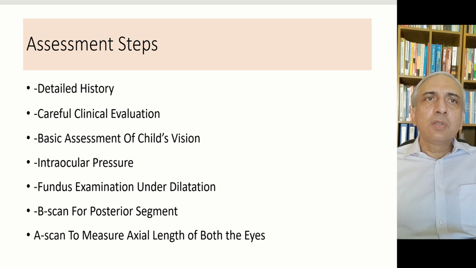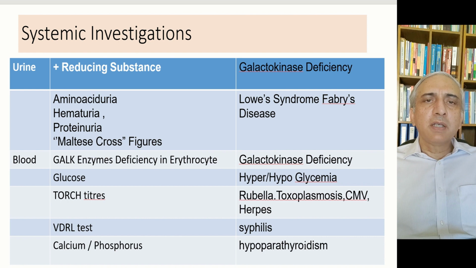Then we go on to systemic investigations. Systemic investigations which you want are urine, and you can do a blood examination. In urine, you check for reducing substances in patients with galactokinase deficiency, amino aciduria in Lowe syndrome, Fabry disease, and also hematuria, proteinuria, and Maltese cross figures.